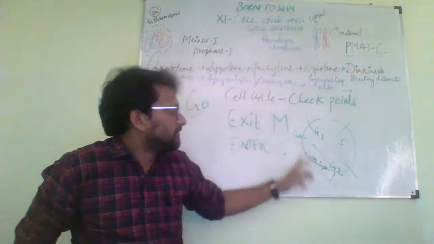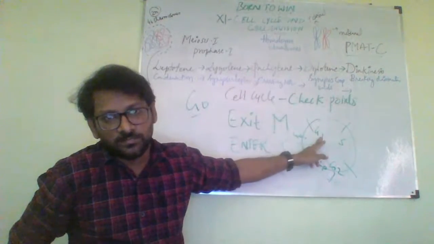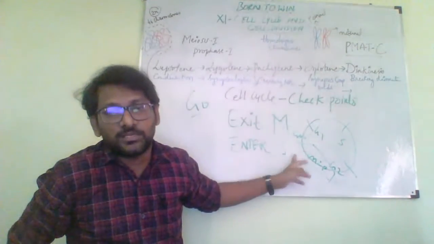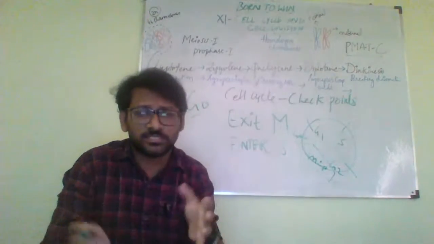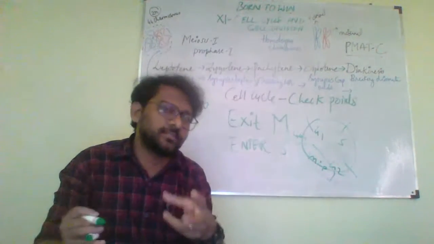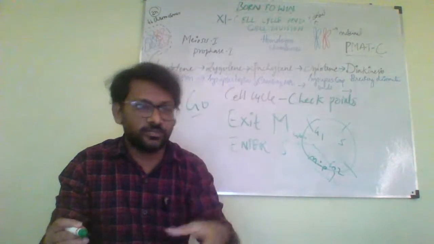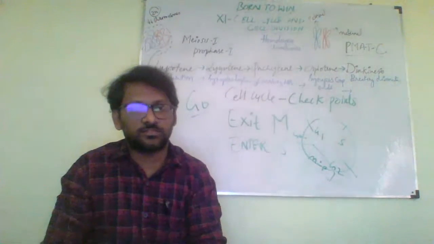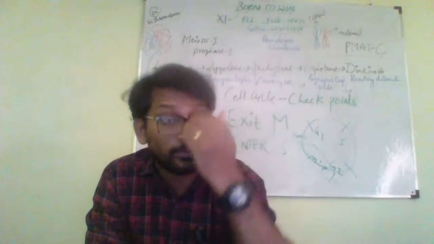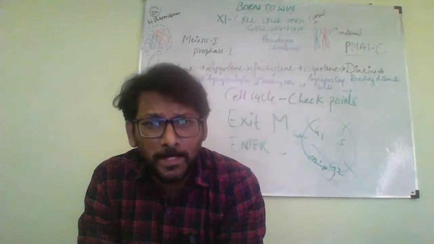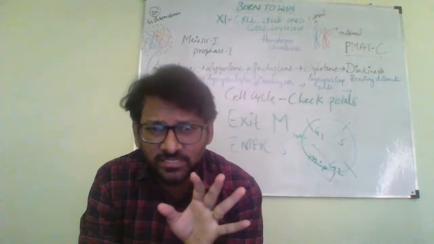So exit M phase means one of the checkpoints is that before even entering the interphase, the cell ensures that it completed its mitosis, right? So once the mitosis has happened, we have got two cells. So now these two cells' fate is decided, whether it has to enter into interphase or G0 phase. Did you understand? Are you able to follow, guys? Exit M phase is clear, right?